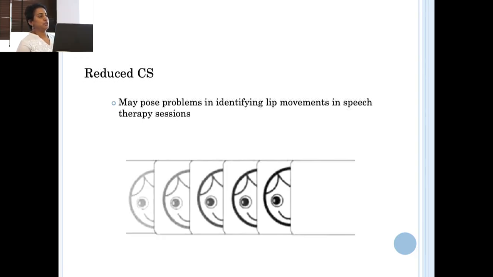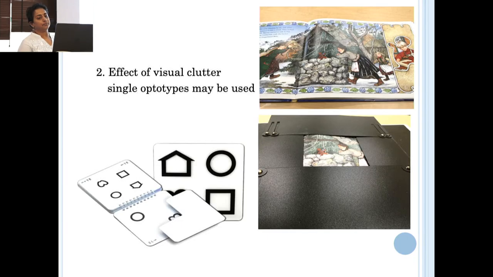So the solution is, if you find there is a decrease in contrast sensitivity of the child, you can advise the speech therapist to use a bold colored lipstick, or even if they are using an app, the contrast can be enhanced in the app during the therapy session. That makes it easier for them to understand the lip movements.